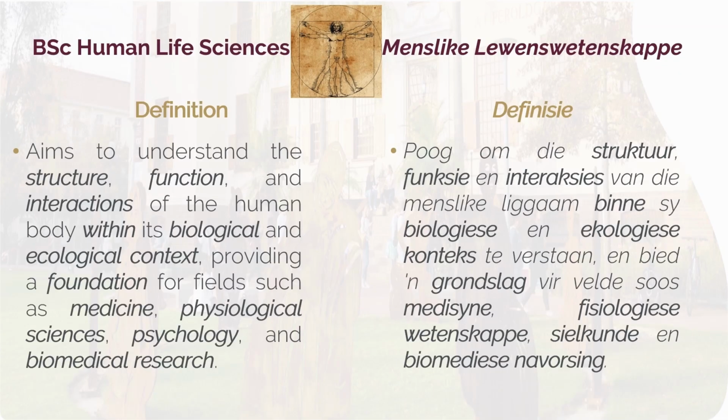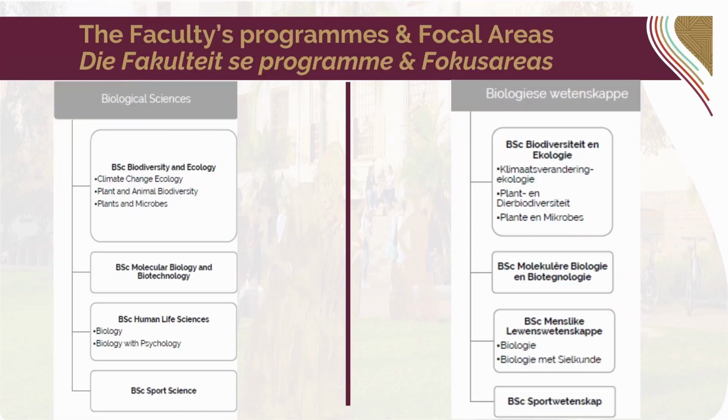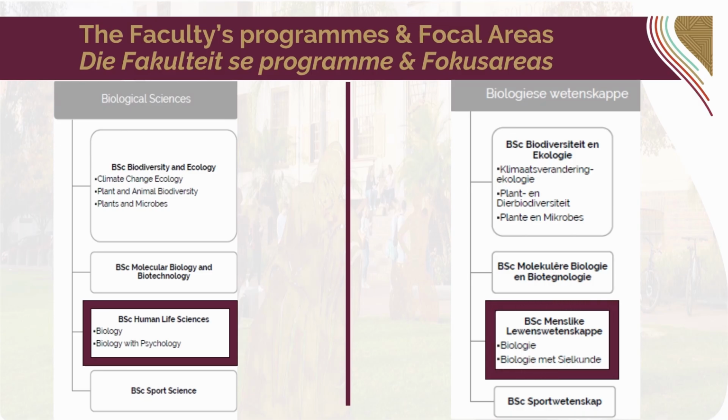The definition of human life science aims to understand the structure, function, and interactions of the human body within its biological and ecological context. This provides a foundation for fields such as medicine, physiological sciences, psychology, and biomedical research. The faculty provides the following focal areas and programs. Biological sciences, we have human life sciences with 2 streams, biology and biology with psychology.